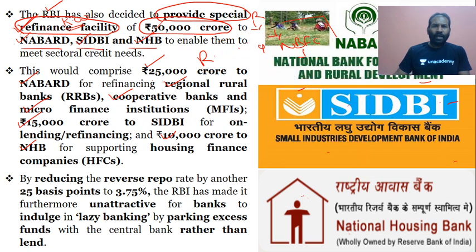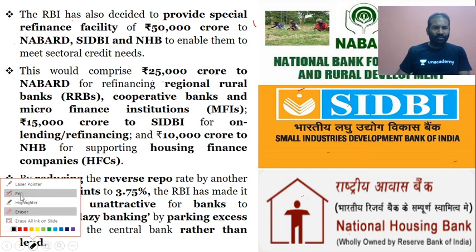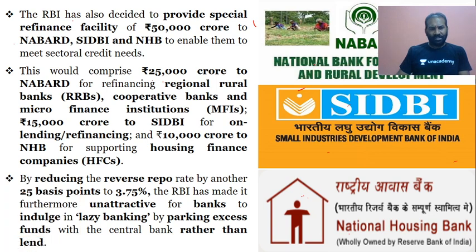Refinancing facility: the banks go ahead with refinance facility to NABARD, SIDBI and the National Housing Bank. Then NABARD will provide money towards refinancing to regional rural banks, cooperative banks and then microfinance institutions. SIDBI would go ahead with lending the refinance to smaller industries. And the National Housing Bank will go ahead with refinancing or supporting the housing finance companies.